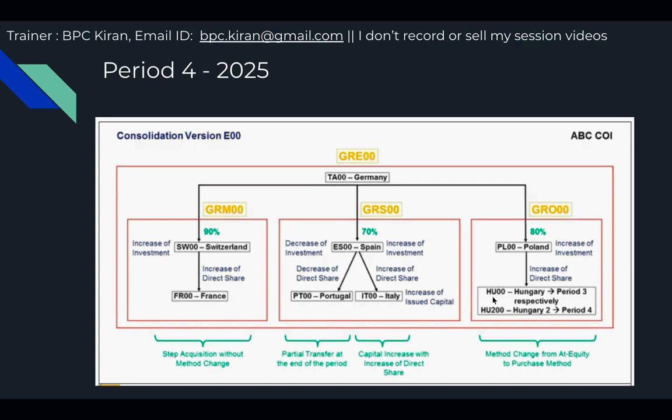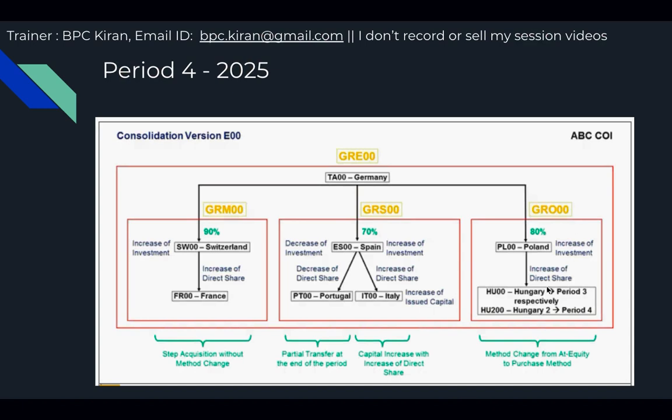So the method is changed, purchase method now. So when it is purchase method, how is the activity-based consolidation of investment giving a solution for this? This particular scenario is not possible with rule-based, only activity-based consolidation of investment is possible.